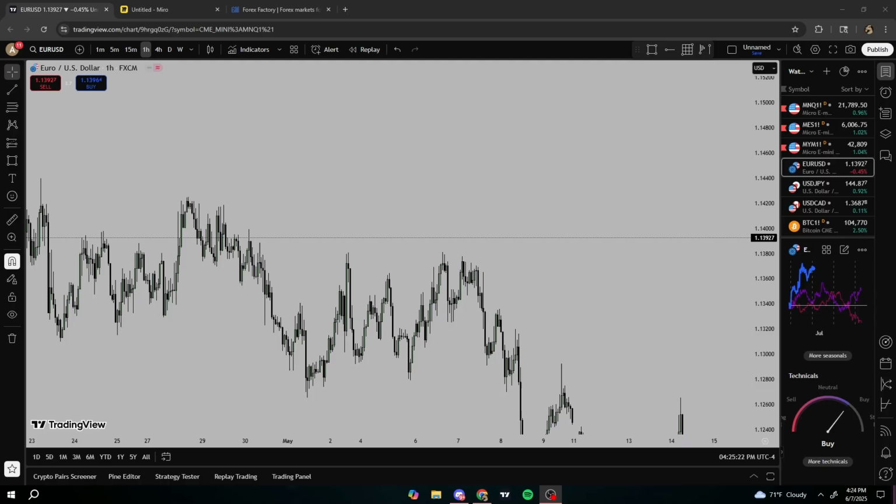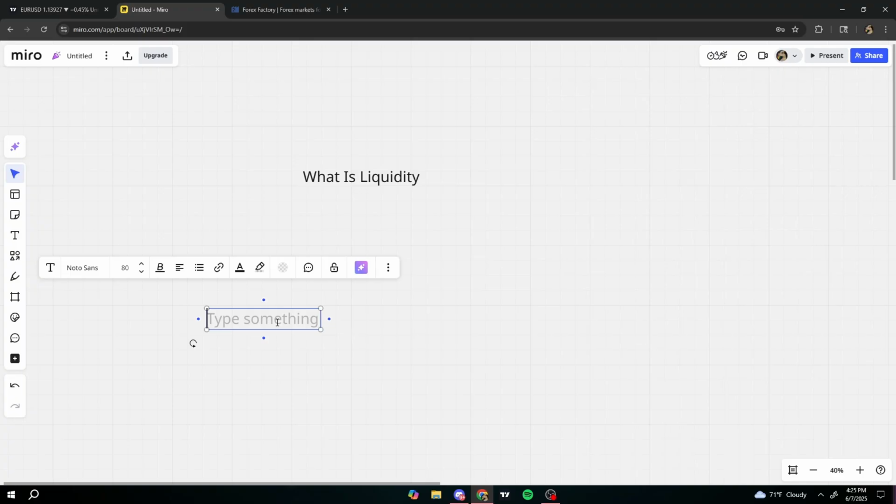This one is going to be about liquidity in general, liquidity pools, liquidity sweeps. We're going to get into all of that. What is liquidity in the marketplace? Let's hop right into it. So what is liquidity?